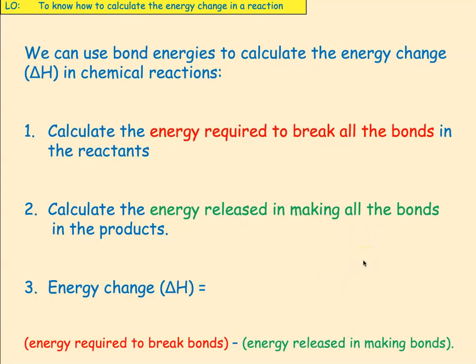Okay, so this is how we do it. We use the bond energies to calculate the energy change in chemical reactions. We will calculate the energy required to break all the bonds in the reactants. Then we're going to calculate the energy released when we are making all the products. And then the energy change overall is the energy required to break the bonds minus the energy released in making the bonds.